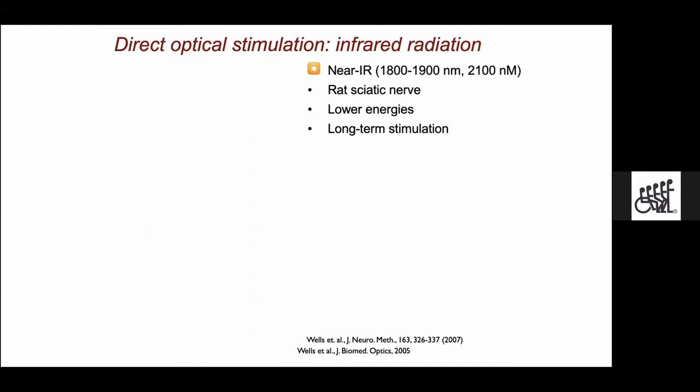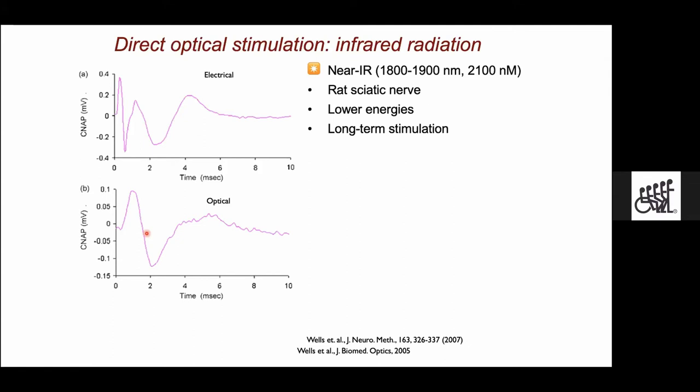In around 2006-07, while Deisseroth and others were working on coming up with the technique of optogenetics, a group at Vanderbilt University was looking at whether long wavelength infrared, so 1800 nanometers, 2100 nanometers, can be used in a rat sciatic nerve to produce stimulation and see a response. And here was a resident actually asked to use infrared radiation to ablate the sciatic nerve. So he was actually trying to damage the nerve.